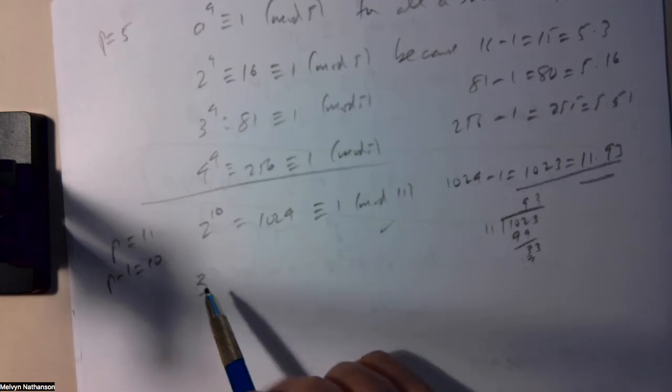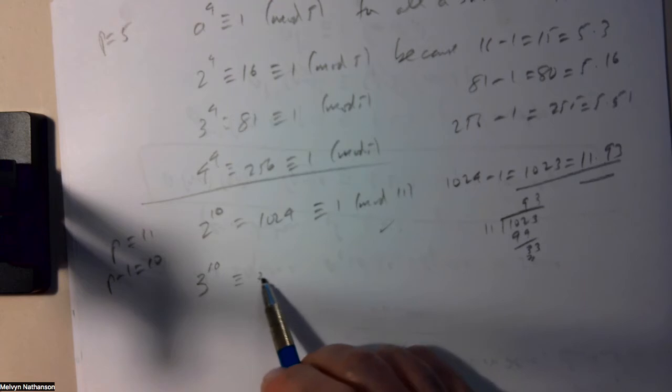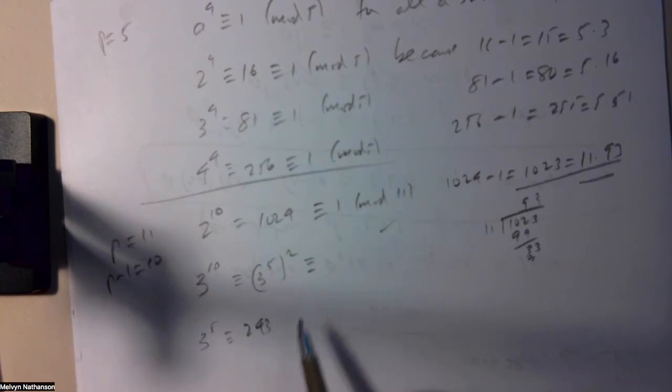Now the numbers get bigger. It's harder to figure out. Let's see. 3 to the 10th, that's 3 to the 5th squared. Let's see, what is 3 to the 5th? 3, 9, 27, 81, 243.